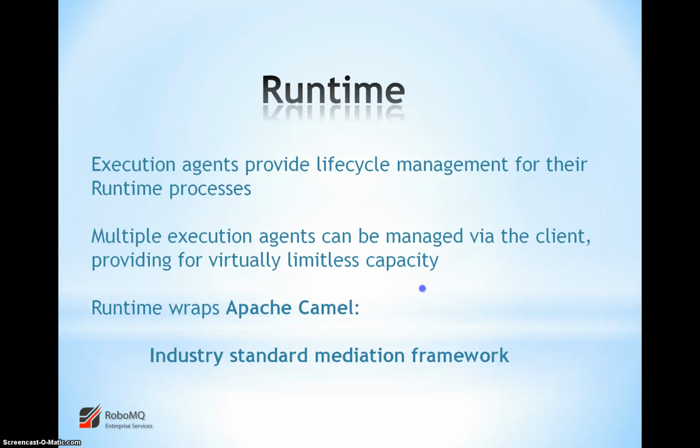So a runner, this is where your interface business logic would reside. Each runner is hosted within its own JVM and wraps an instance of Apache Camel. So Camel is an integration engine. It's the industry standard and it provides connectivity and routing. It's got a domain-specific language for expressing business rules. Basically, it implements all of the EAI design patterns.